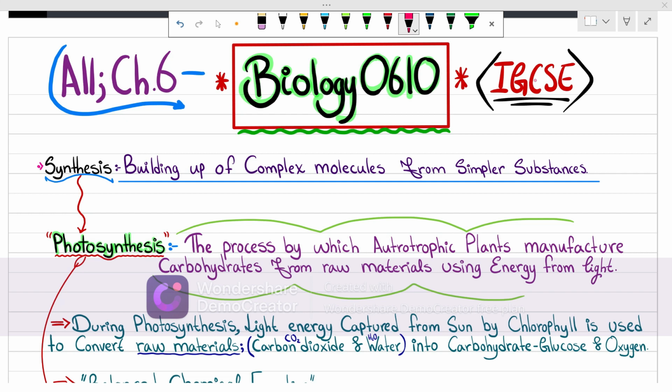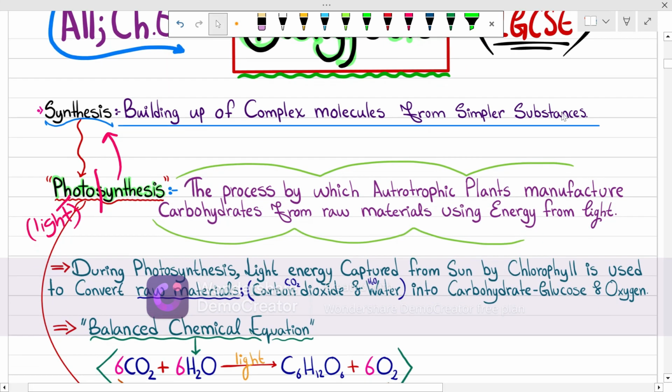But before jumping to photosynthesis, let's break the word down into two. Photo means light, and synthesis is the building up of complex molecules from simpler substances. So photosynthesis is the synthesis of light, where complex molecules are built up from simpler substances using light. Photosynthesis is the process by which autotrophic plants manufacture carbohydrates from raw materials using energy from light.